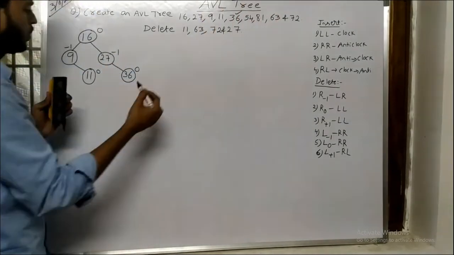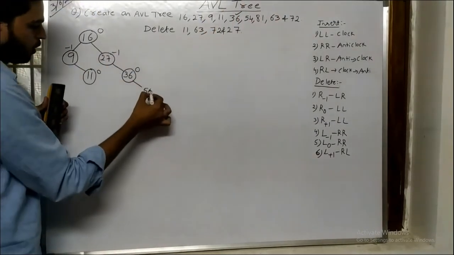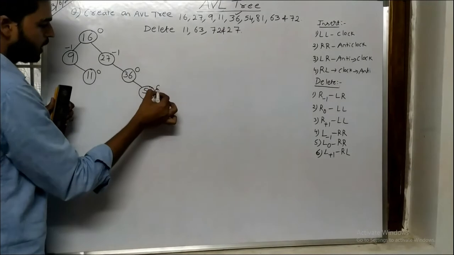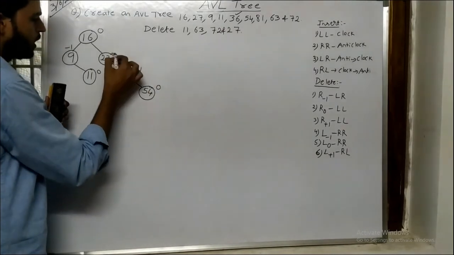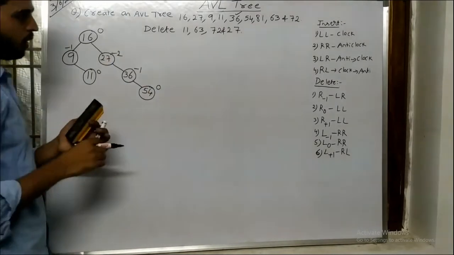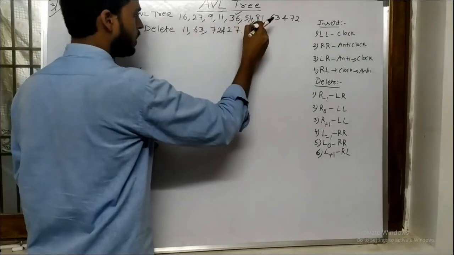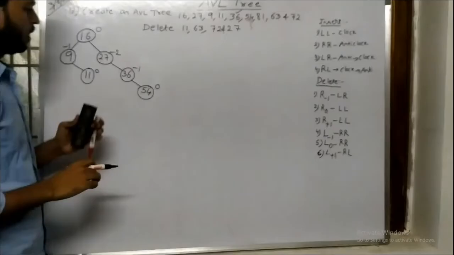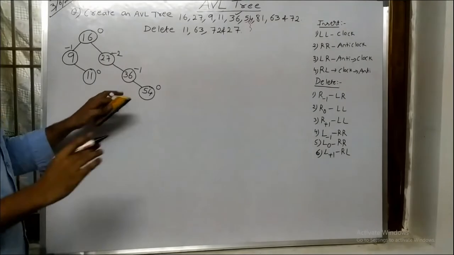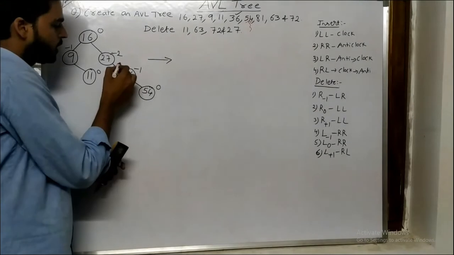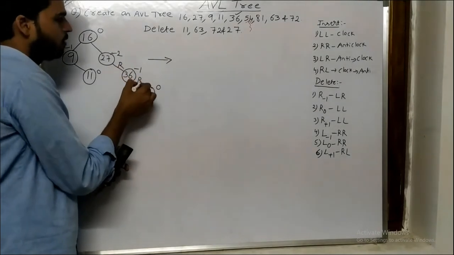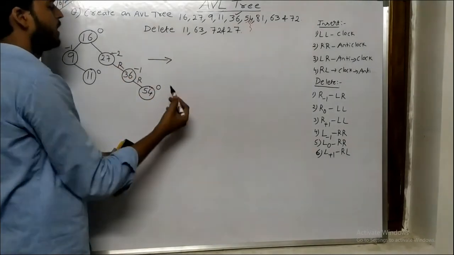Next take 54. If I insert 54 here, the balance factor is 0, then minus 1, then minus 2. Because of this insertion, I got my tree as imbalanced. Then I am going to make the conversion. What kind of rotation is this? RR rotation. When RR, we need to apply anti-clockwise rotation.